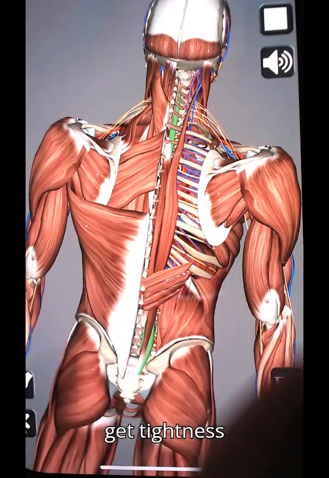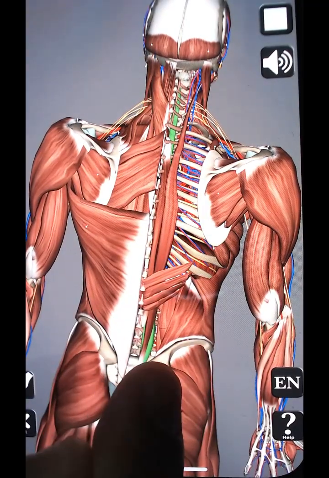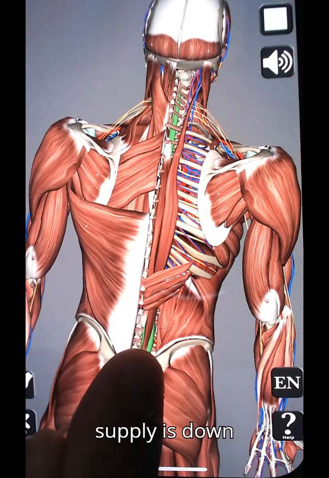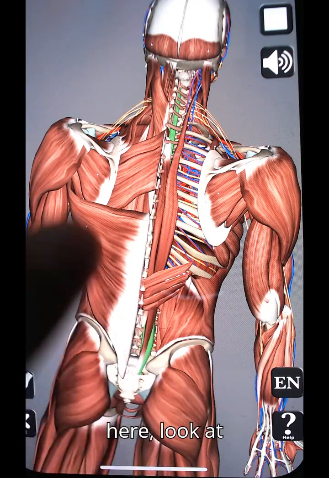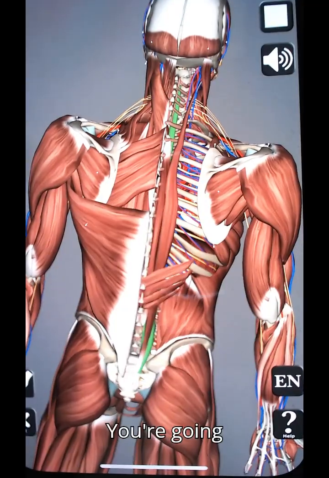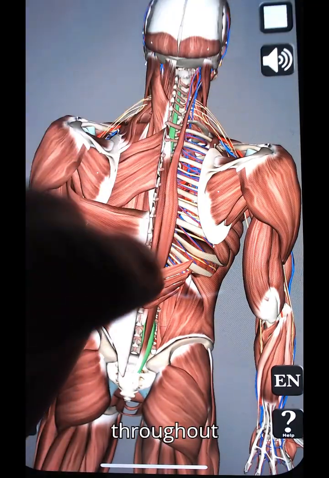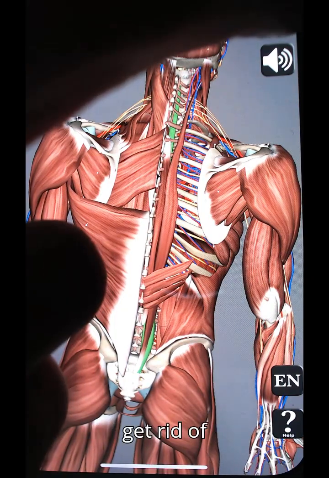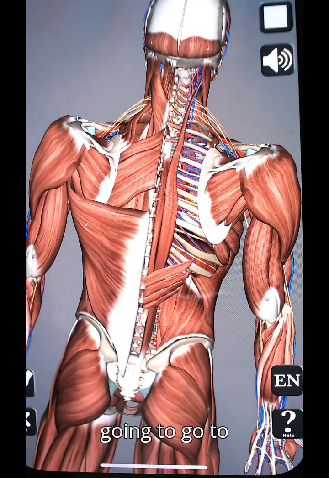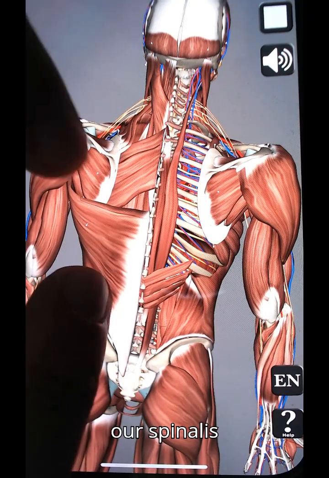If you get tightness down in here, right? The nerve supply is down here for that muscle, right? If you start getting problems down here, look at it. It goes all the way to the neck. You're going to get crunching happening throughout your entire spine and neck because of that muscle. All right, we're going to get rid of that, and we're going to go to our spinalis muscle.